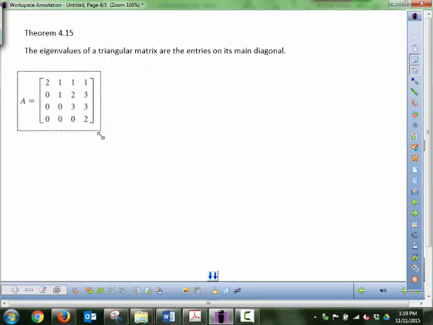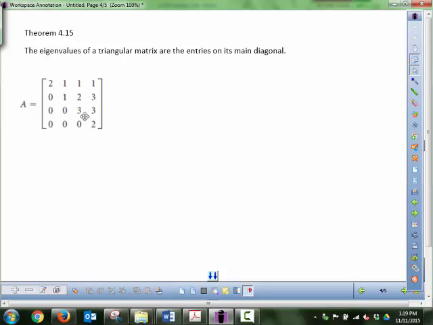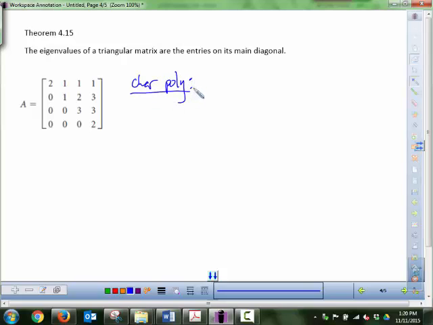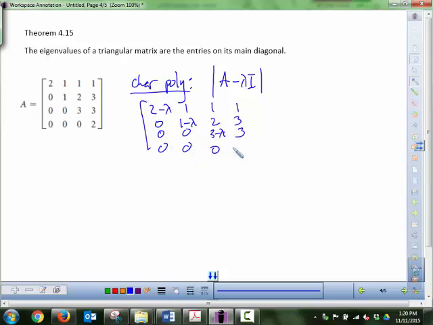So let's do this as an example, and maybe we won't go through the whole eigenspace business, but let's just take a look at the eigenvalues at least. So we need the characteristic polynomial, and that is going to be the determinant of A minus lambda I. So you're going to subtract lambda from each of the diagonals. You get 2 minus lambda, 1, 1, 1, 0, 1 minus lambda, 2, 3, 0, 0, 3 minus lambda, 3, and then 0, 0, 0, 2 minus lambda.